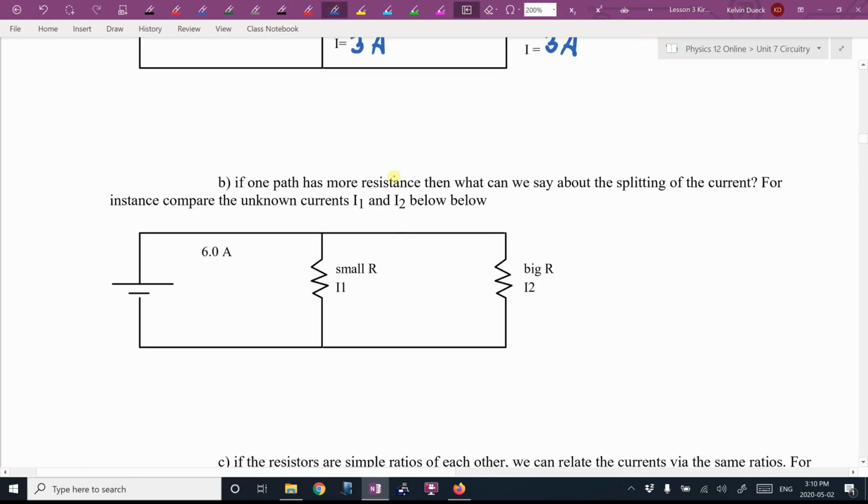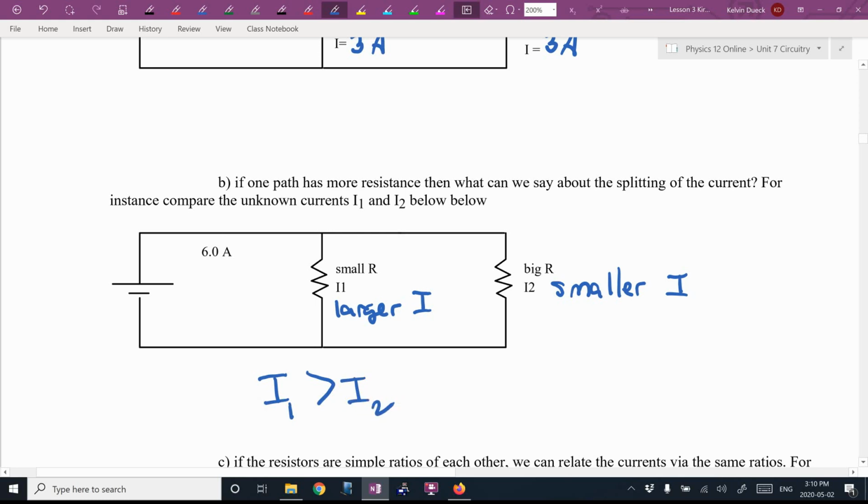If one path has more resistance, what can we say? So if we have a small resistor versus a big resistor, remember we said that higher resistance meant a narrower ski run with deeper powder. So this will have less current, and this will have more. In other words, I know that I1 will be larger than I2.